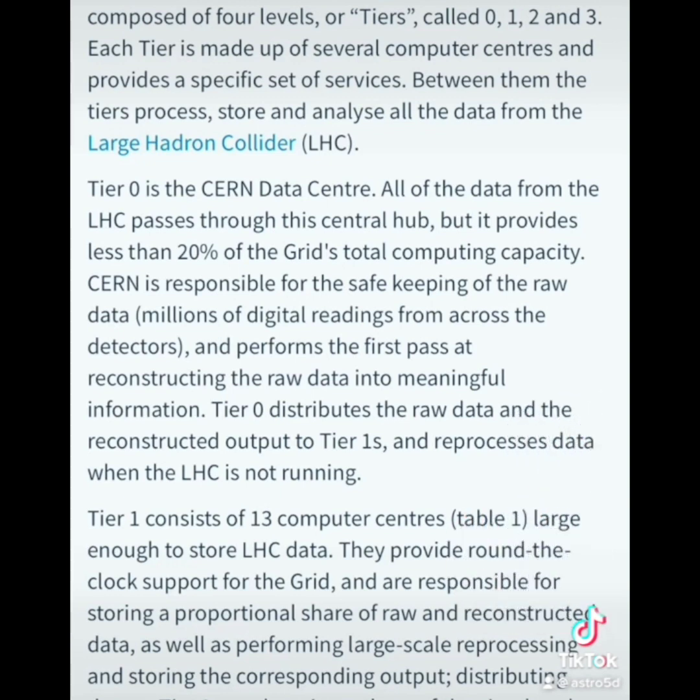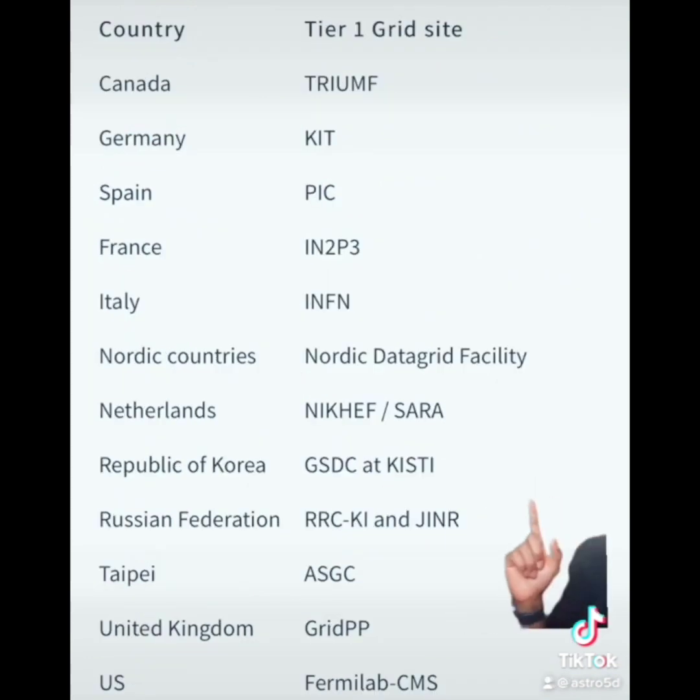The Worldwide LHC Computing Grid, or WLCG, is composed of 4 levels or tiers, called 0, 1, 2, and 3. Each tier is made up of several computer centers and provides a specific set of services. Between them, the tiers process, store, and analyze all data from the Large Hadron Collider. And then pause to read what the tiers are. So in tier 1, you can see it's Canada, Germany, Spain, France, Italy, Nordic countries, Netherlands, Republic of Korea, Russian Federation, Taipei, United Kingdom, US, and US again.